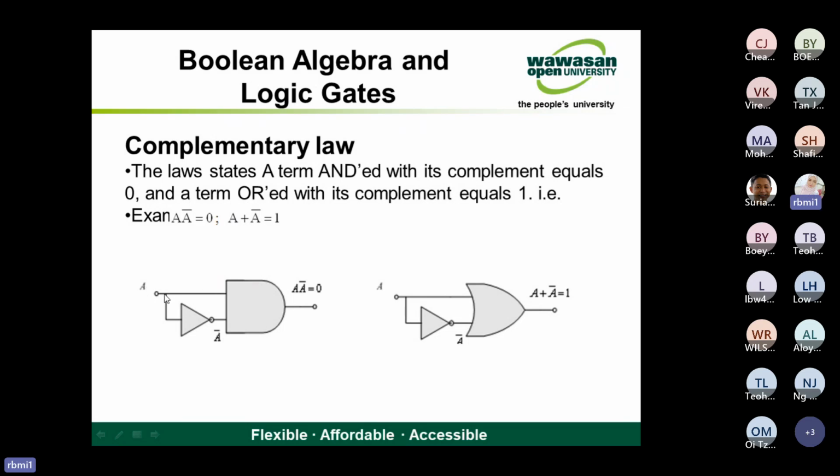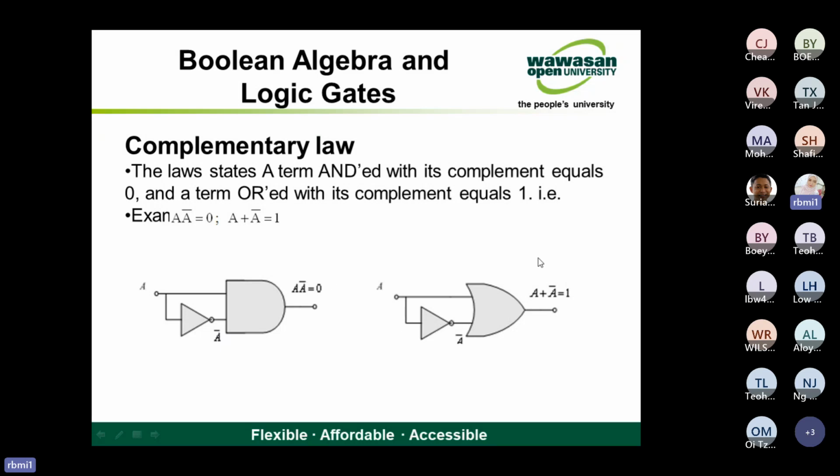Okay, if A equals 1 and this one here is 0, because we have an inverter, then 1 AND 0 equals 0. If A is 0, the inverter gives 1 here, so the answer is also 0.